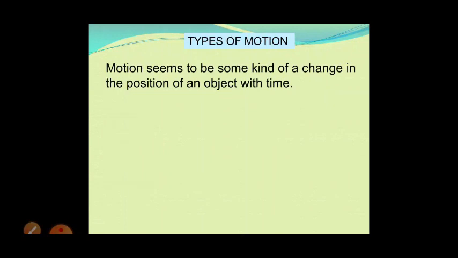So our solar system has all the objects like stars, moon, satellites, planets, asteroids, everything is moving. So motion is very important. So what is motion? Motion is some kind of change in the position of the object with time.